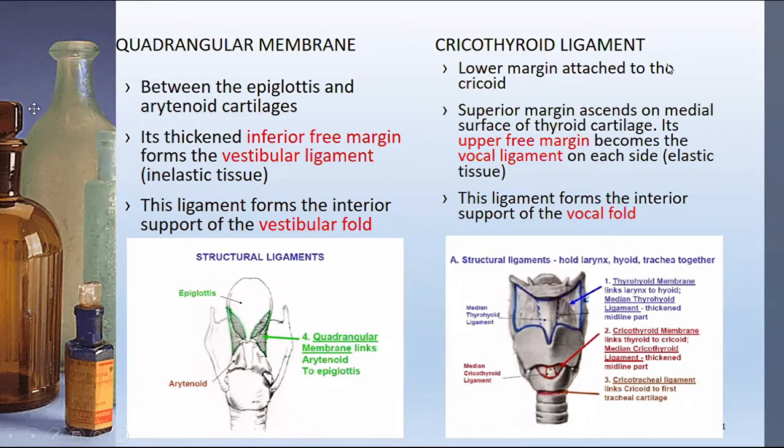Now we go to the other side, the cricothyroid ligament, the median thickened portion of the membrane. Its lower margin is attached to the cricoid. However, its superior margin, instead of attaching to the thyroid, ascends medial to it. It doesn't attach to the thyroid necessarily, but passes on the medial aspect, and its superior end becomes free, as opposed to the inferior end on the other side. Here on this side, it's the upper end that's free and becomes the vocal ligament. So vocal ligament here, vestibular ligament here. The vocal ligament forms the internal support of the vocal fold. So vestibular fold, vocal fold.